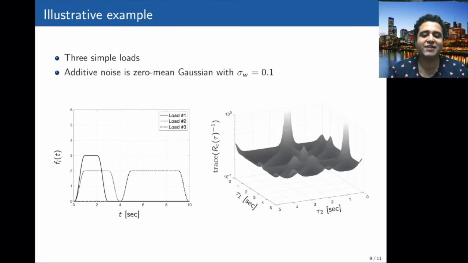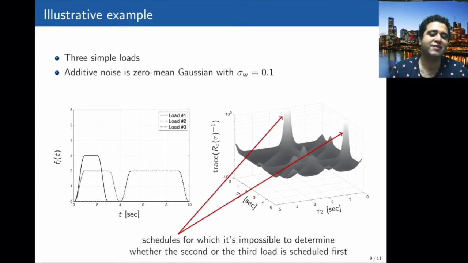Now let's fix tau 3, which is the time that we start load 3, to, for instance, 0, and then vary over tau 1 and tau 2, which are the times that we start load 1 and load 2. As you can see, the lower bound varies quite a lot, and there are a lot of local minima and local maxima. But two points stand out, and those are points where it is essentially impossible for the adversary to infer if the second load or the third load was scheduled first.